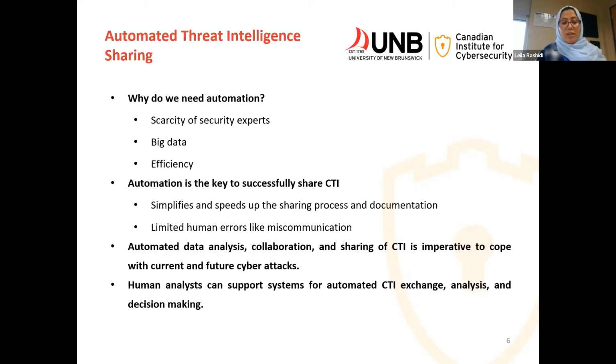Particularly, automation simplifies and speeds up the sharing process and documentation. And also, when you automate the sharing process, you decrease and minimize human errors like miscommunication. So I can conclude that automated data analysis, collaboration, and sharing of cyber threat intelligence are needed to tackle current and future cyber attacks. And the role of human analysts is that they can support systems for automated CTI exchange, analysis, and decision making.